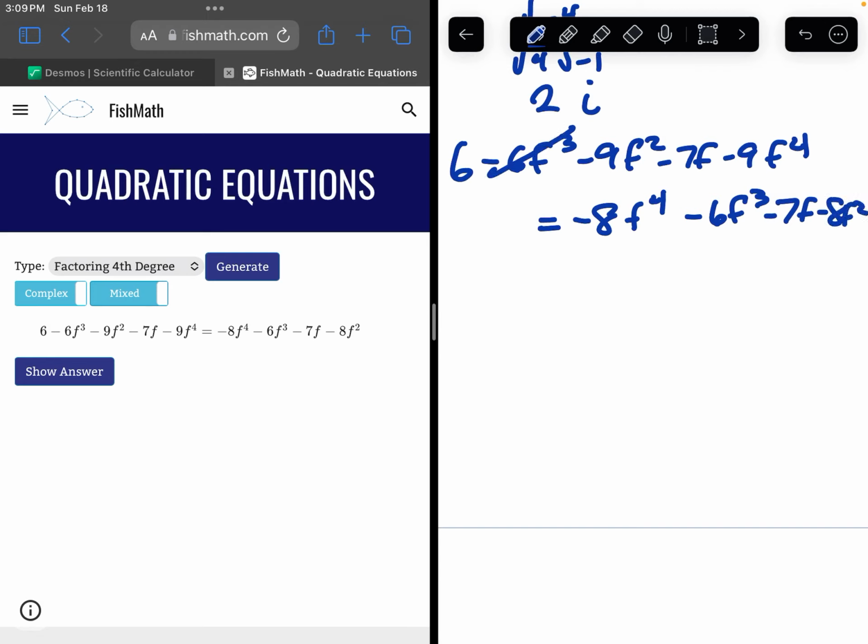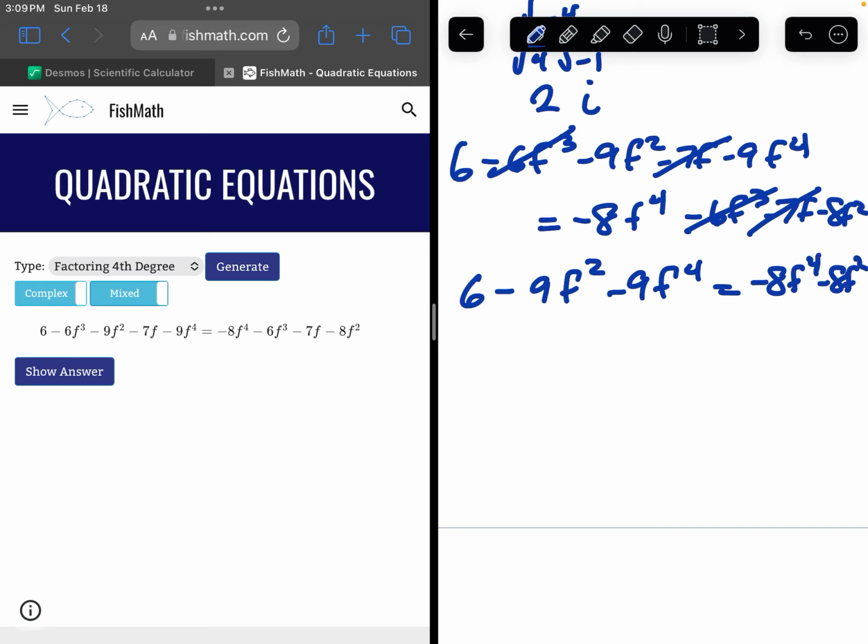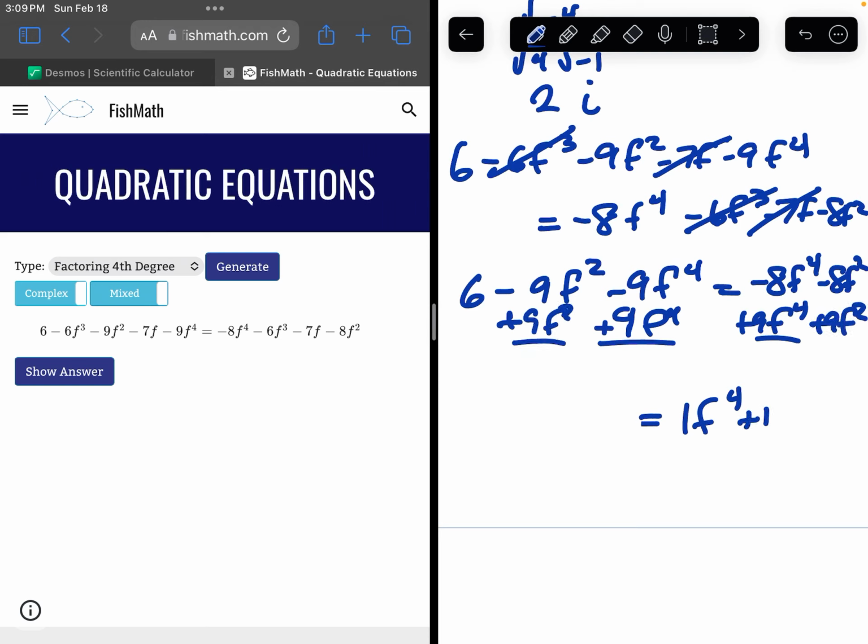Okay, so what's the same on both sides? I can get rid of these on both sides, get rid of these on both sides. So I get 6 minus 9f squared minus 9f to the fourth equals -8f to the fourth minus 8f squared. So I'm going to add the 9f to the fourths to both sides. It's going to be 1f to the fourth on the right side. I'm going to add the 9f squareds over to give me 1f squared on the right side. I'm going to subtract the 6, and that will give me just the -6 over there.